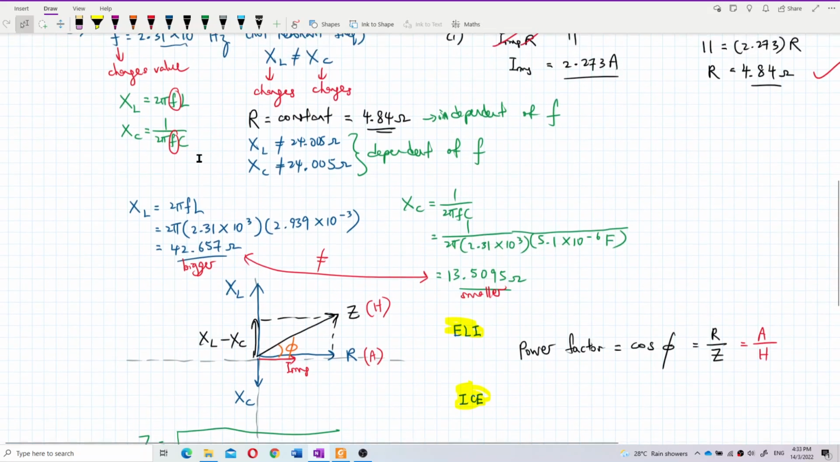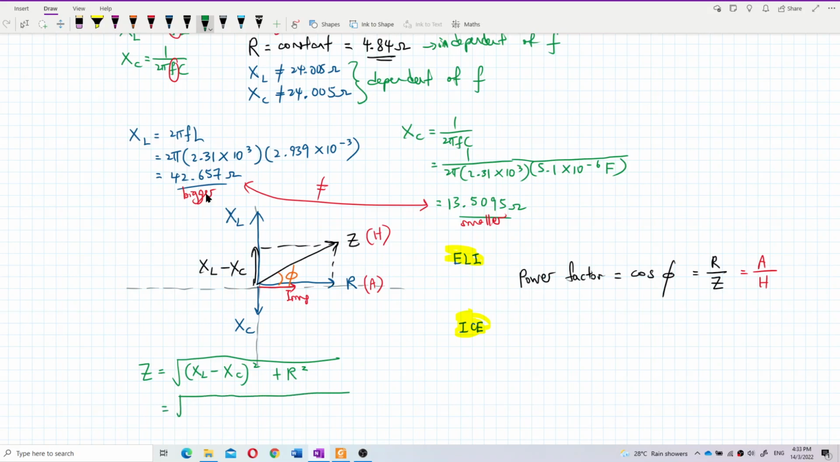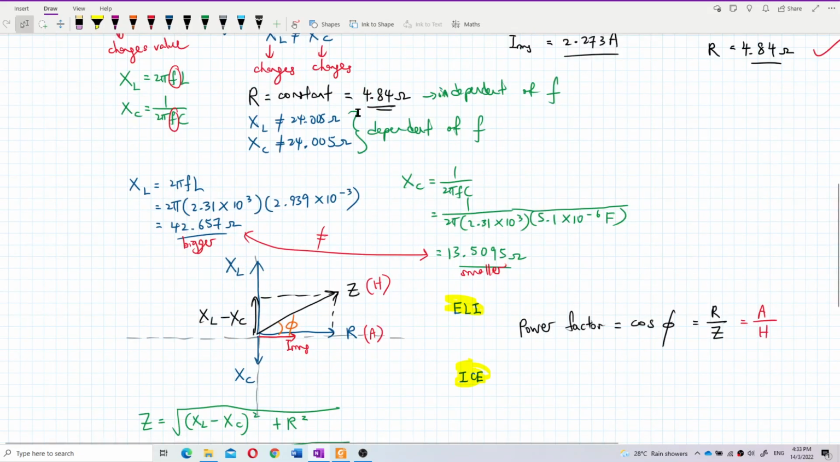I've got the XL and XC values. So Z is the square root of (XL minus XC) squared, plus the resistance squared. Let's put in the values. XL is 42.657, and then minus XC. XC is 13.5095. And then square, and then plus the resistor squared. The resistor is 4.84.